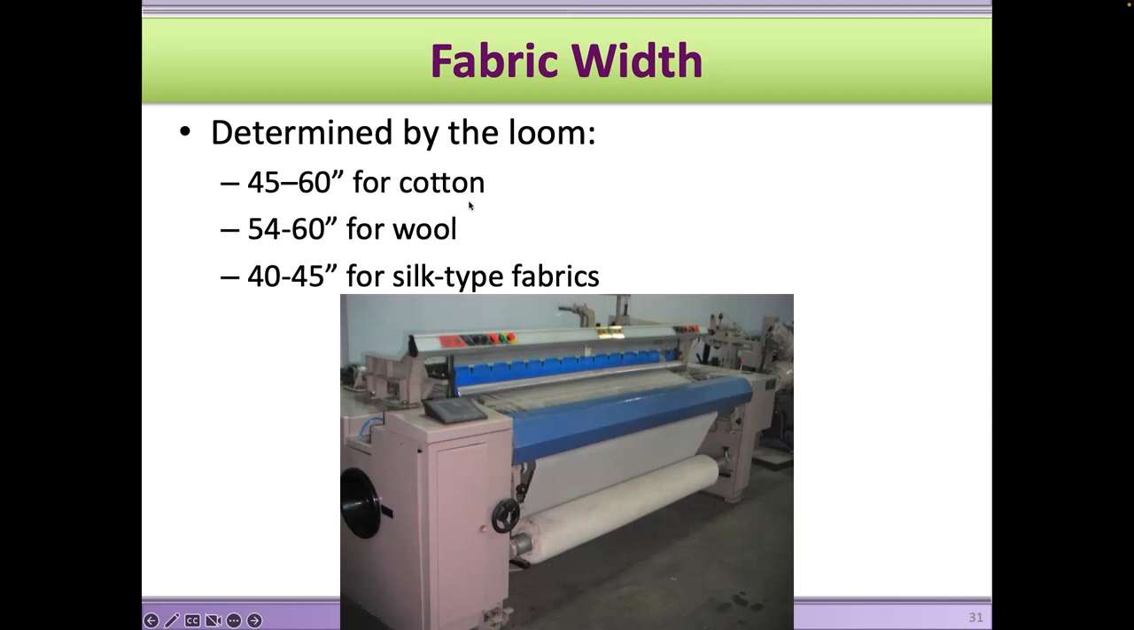Very common for cotton fabrics, for wool fabrics, the width is a little bit higher because the machines are a little bit bigger and wider. So you can get 54 inches wide or 60 inches wide. And for silk type fabrics, it's actually much narrower. So you have 40 to 45 inches width.